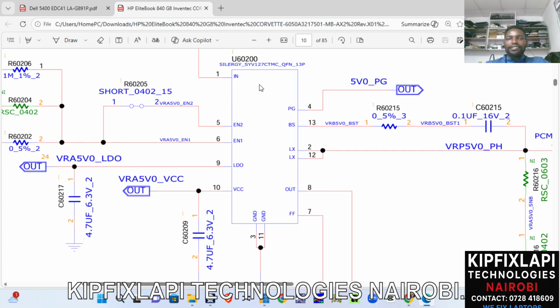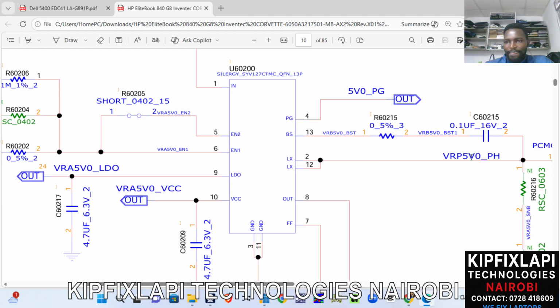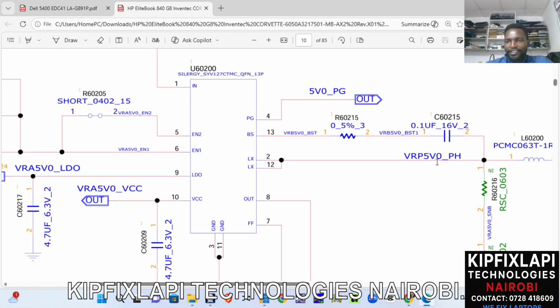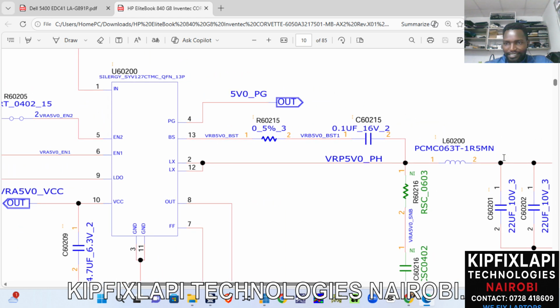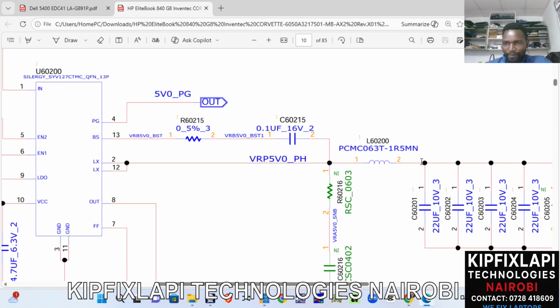As you can see, this IC is rectangular in shape, but in the real sense, this is a square IC. So pin number 2 and pin number 12 are both LX and they are connected together. And these pins are the 5V output, which is also connecting to pin number 13. These pins are connected through this inductor, the input of this inductor, and the output.